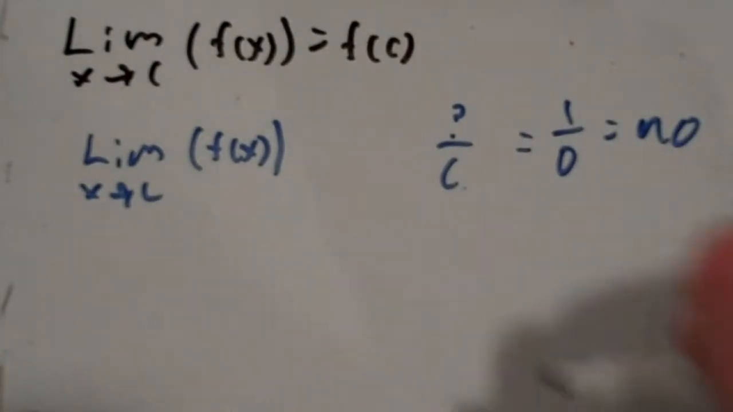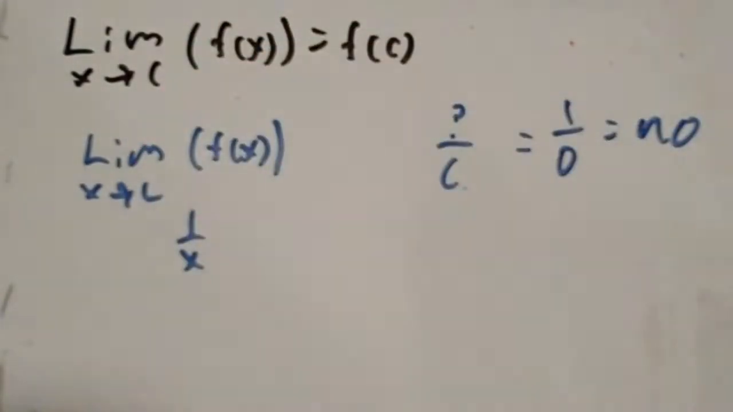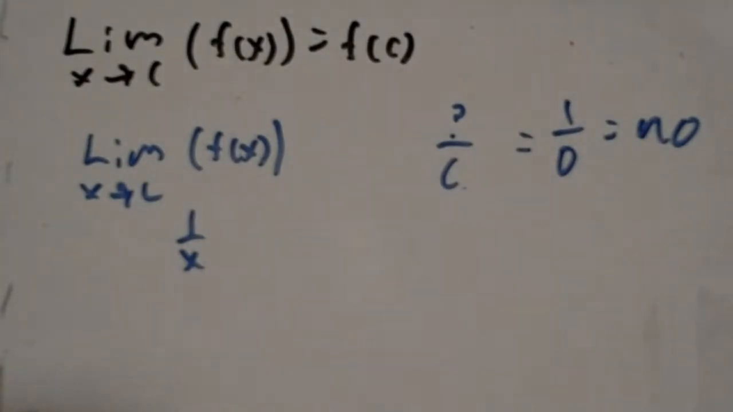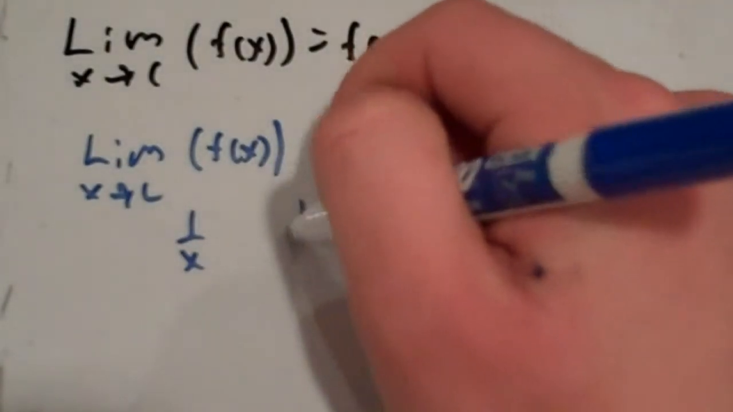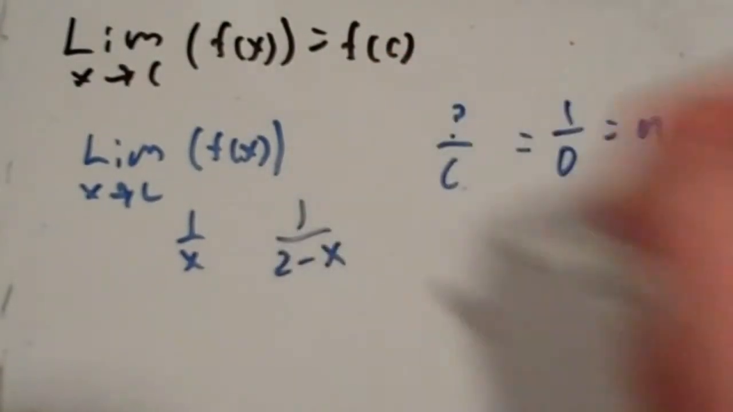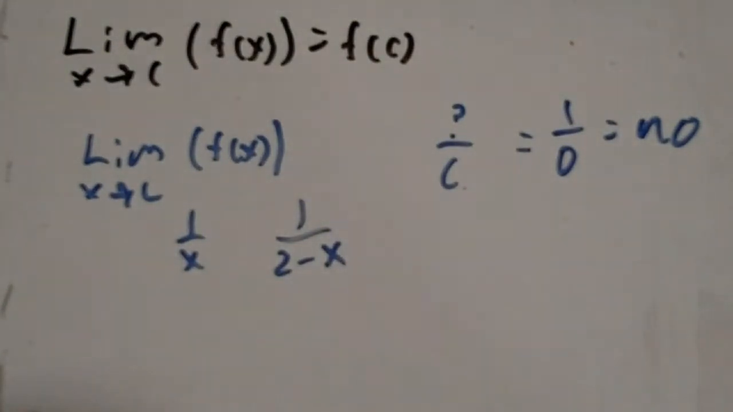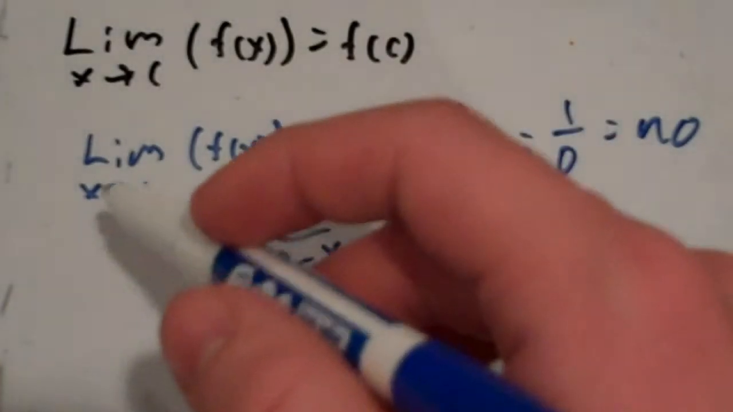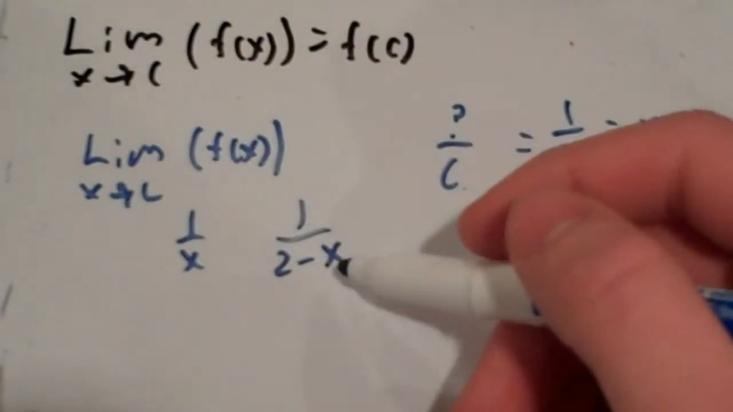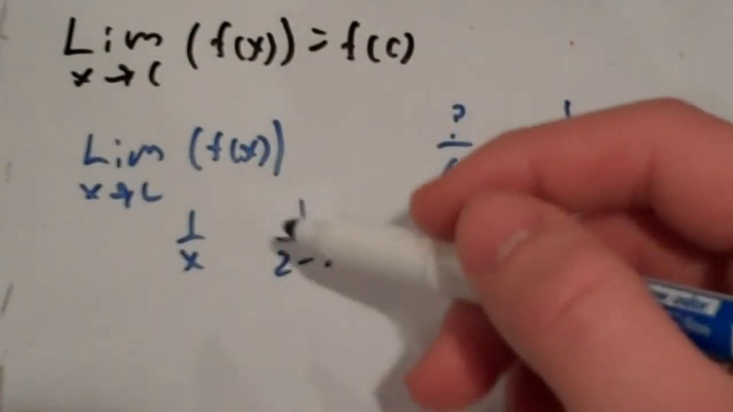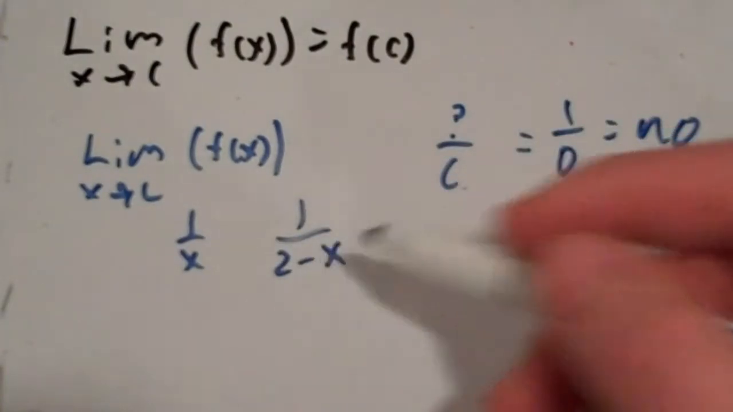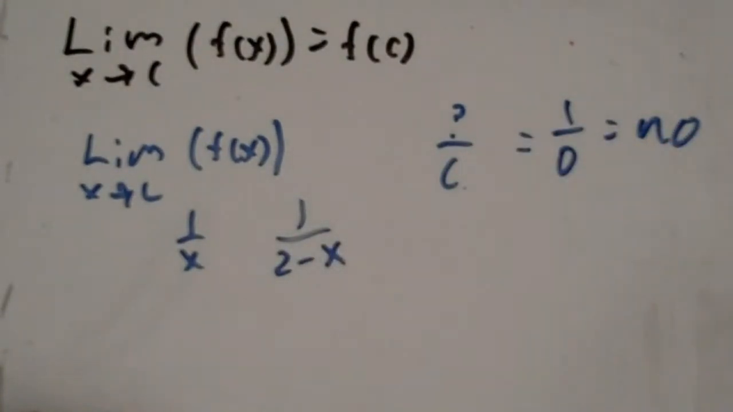An example: say we have 1 over x, and we have the limit as x approaches 0. Well, that would give us 0 on the bottom. Or we could have 1 over 2 minus x, and we have x approach 2. Well, that would also give us 0 on the bottom. So I'm just showing you that if we ever have the limit approach a number and we plug in that number for the equation, we get 0 on the bottom, that doesn't work.